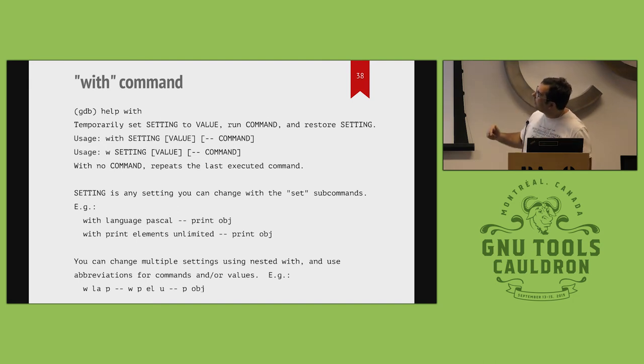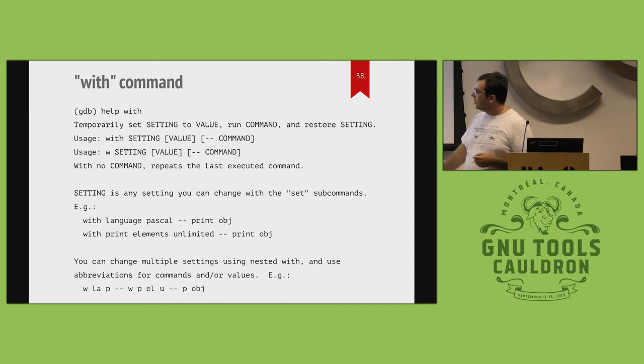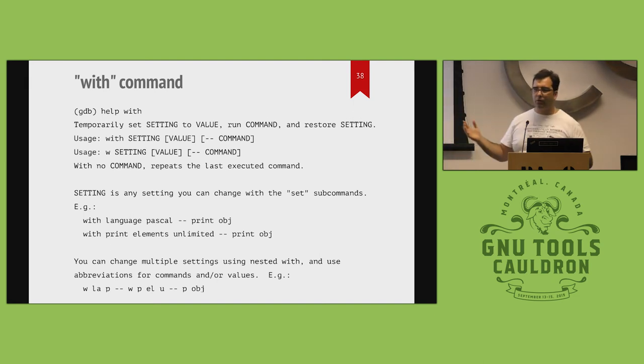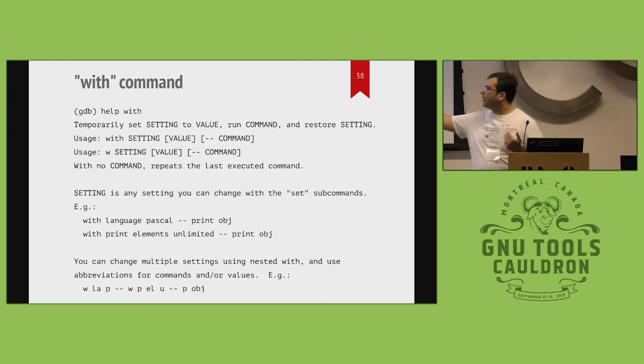This is the internal help. So you do with some setting name, dash dash, and some random command. So you can do, like over there you see, with language Pascal, dash dash, print this object. It's going to do the same as doing set language Pascal, print object, and set language to what it was before. Right? So imagine if print had a minus language option, it would be the equivalent.